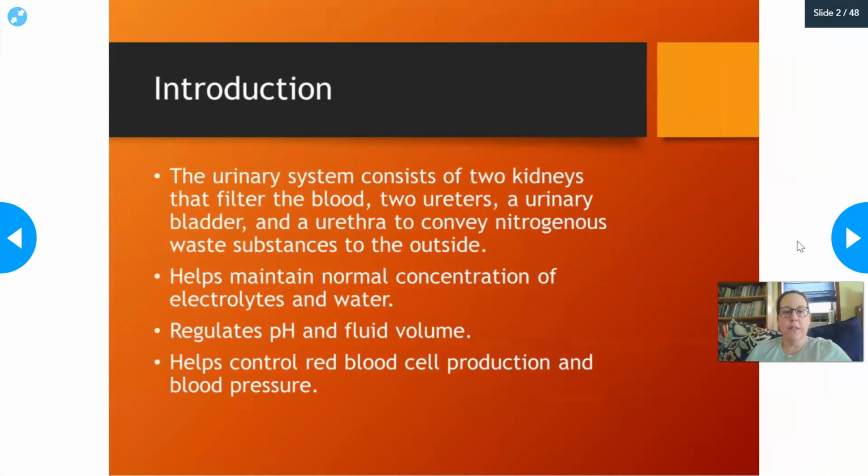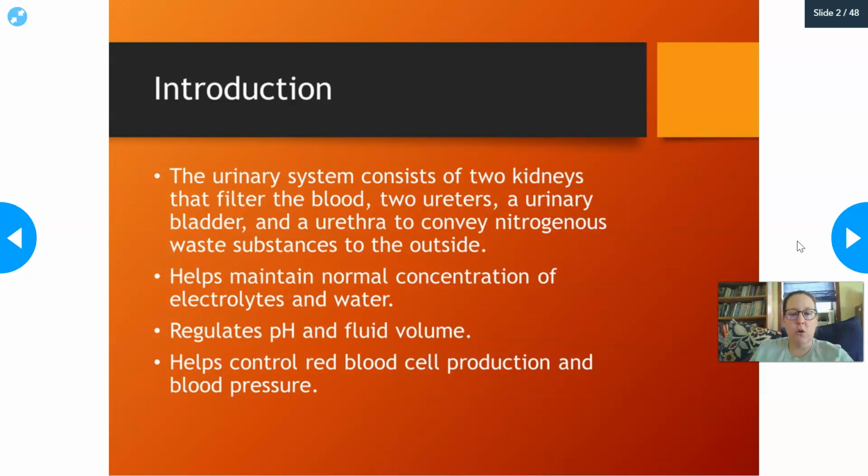The urinary system consists of your two kidneys that filter the blood, then the two ureters that lead from the kidney down to the bladder. Of course, it consists of the bladder, and a urethra to convey the nitrogenous waste substances to the outside, and that's it. So the urethra is the exit, if you will.